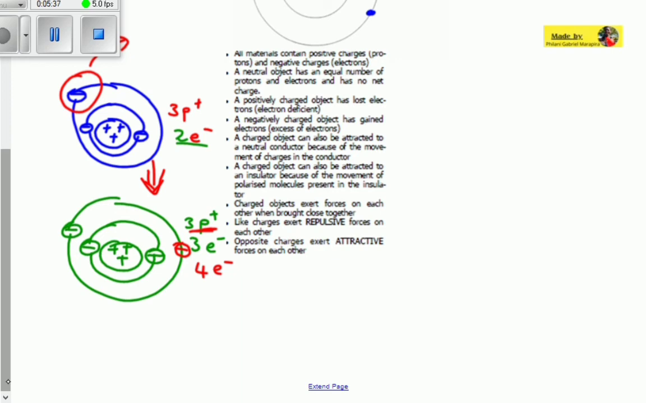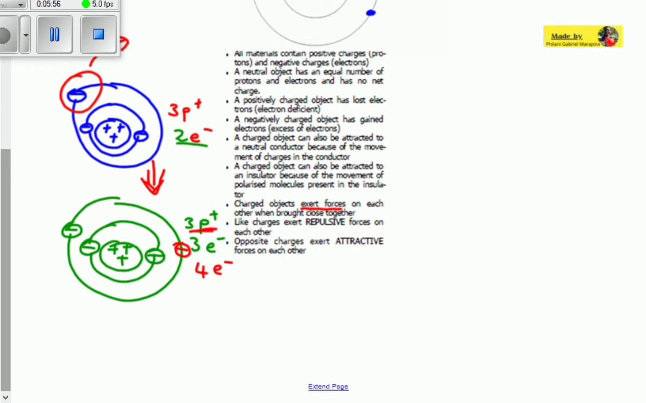Charged objects exert forces on each other when brought closer together. So if we take a negatively charged object and a positively charged object, they will actually attract each other when they are brought closer together. That is what it means to exert forces. When they are closer together, they exert a force on each other.